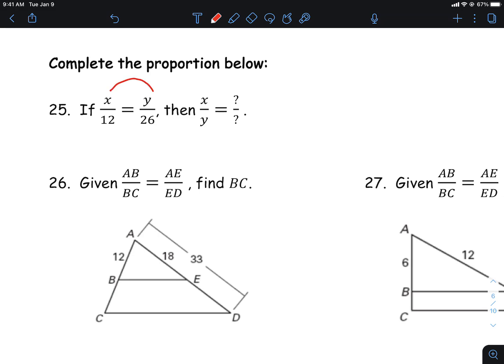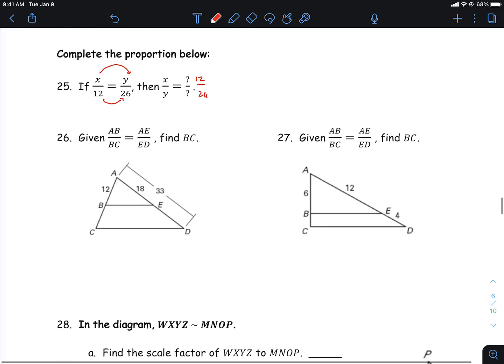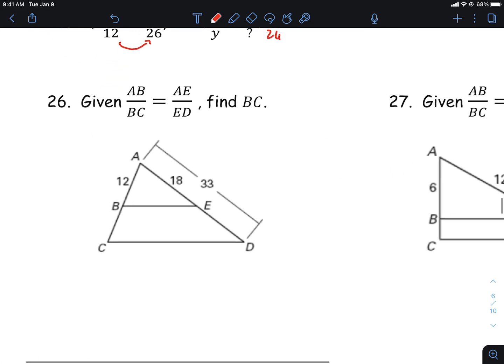You can just do this here. You can say x to y is the same thing as 12 to 26. That's kind of a weird one. The reason being is the things when you cross multiply are still going to be across from one another. X is still across from 26, and the 12 is still across from the y. So that's why you can swap those around. Those are mathematically equivalent.